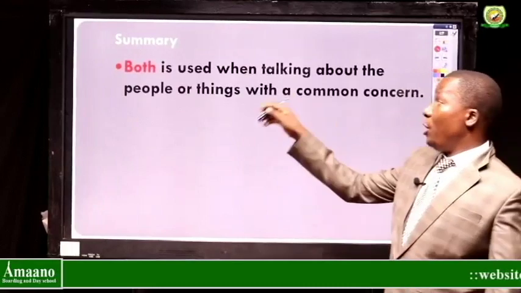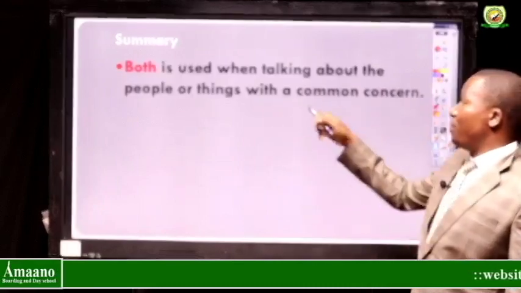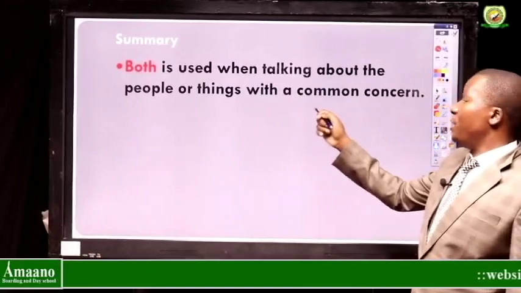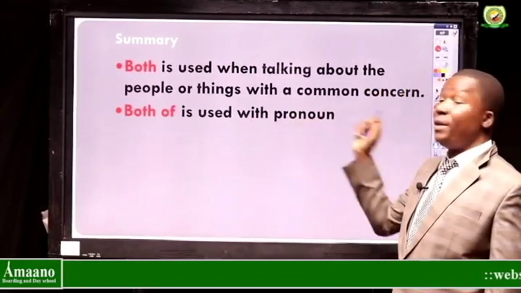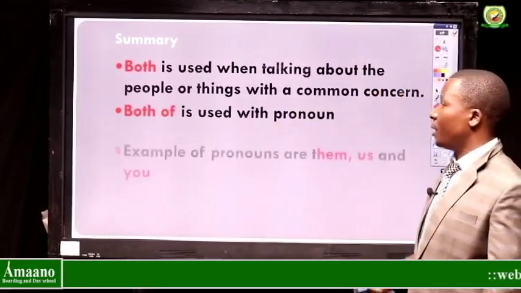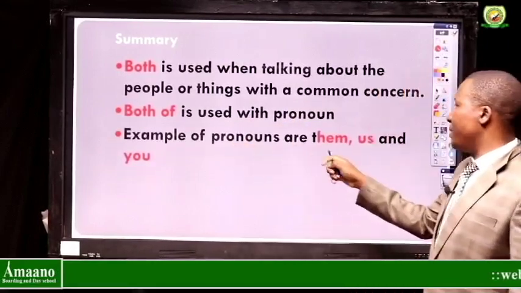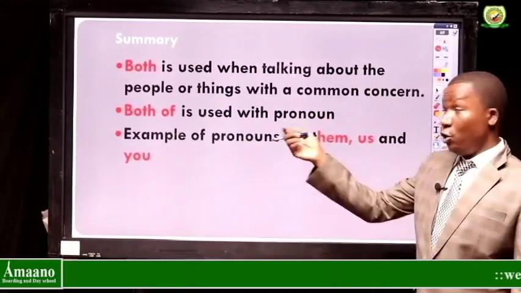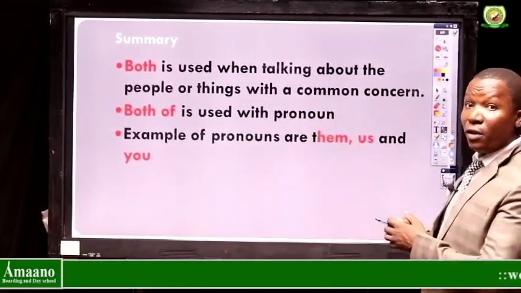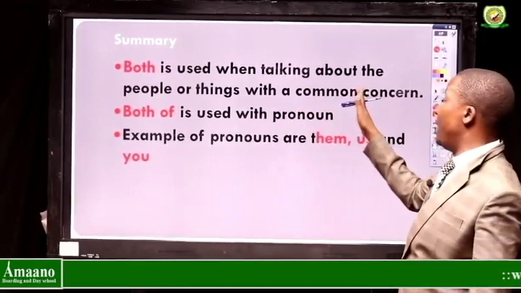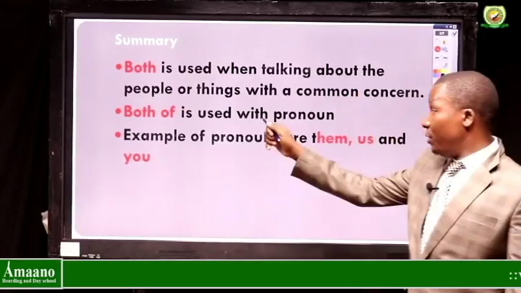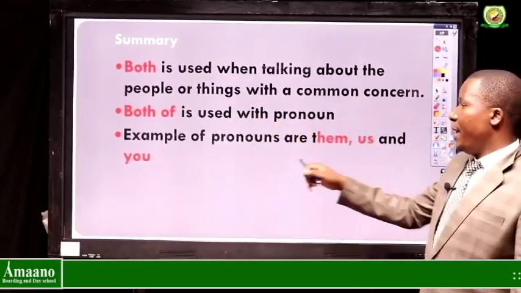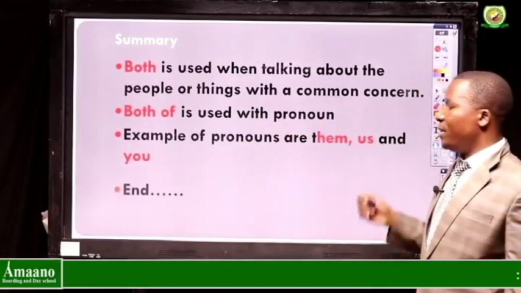Now, in summary, this is not what you're saying now. What you're saying is this. Both is used when talking about people or things with common concern. Both of is used with pronoun. Then examples of pronouns are them, us, and you. Those are some of what we've talked about. So both is used when talking about the people or things with a common concern. Both of is used with pronoun. And then examples of pronouns are the ones that you can see there.